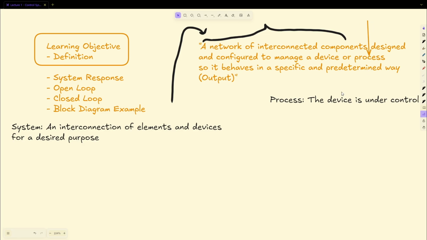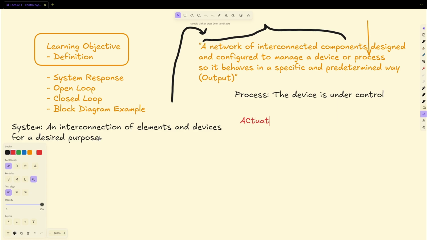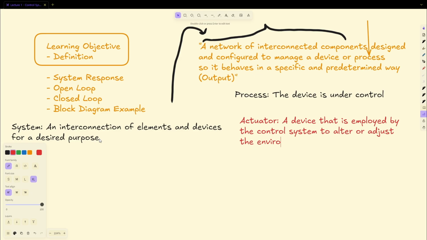This can be described in many ways, so this is not the only definition. There are lots more. Another word that we will use a lot in this course is actuator, right? Let's use another color. An actuator is a device that is employed by the control system to alter or adjust the environment.